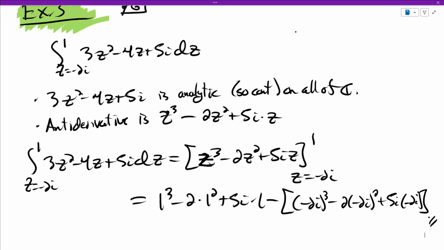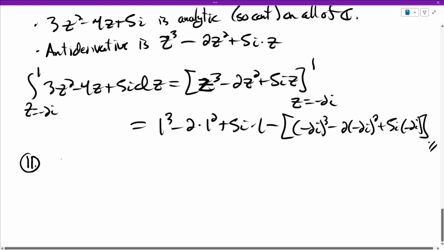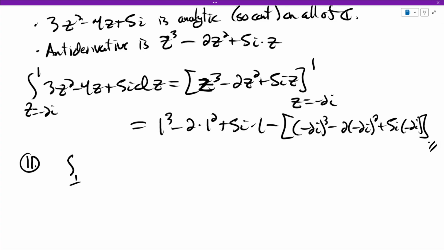So maybe since this was a short video, let's do just one more real quick. So let's see, let's do 11 from the book too. So this is number 11. So in 11, we're going to integrate from 1/2 to i e to the pi z dz. All right, so e to the pi z is continuous. What's analytic? So this is entire.